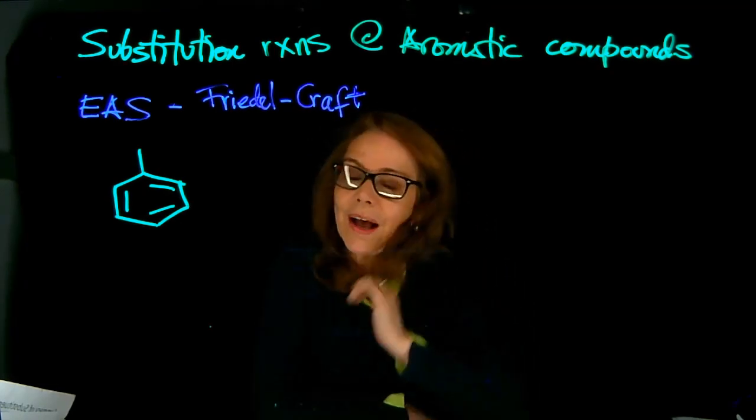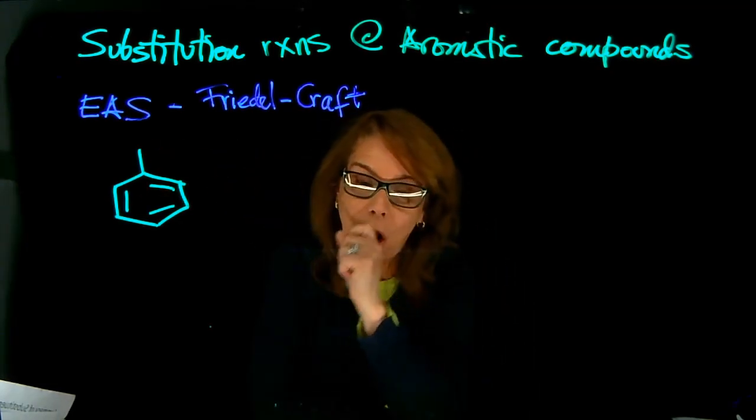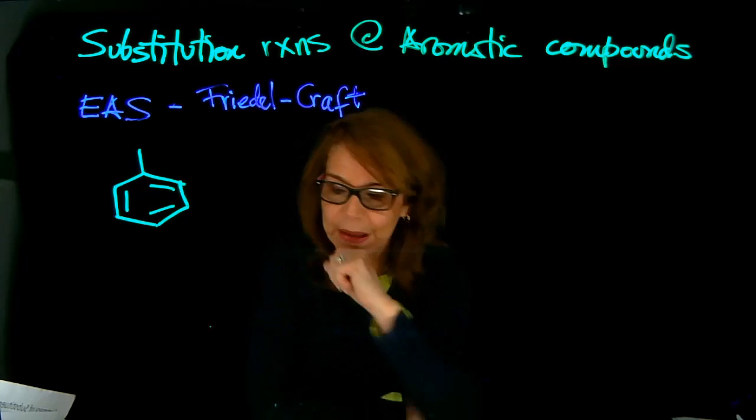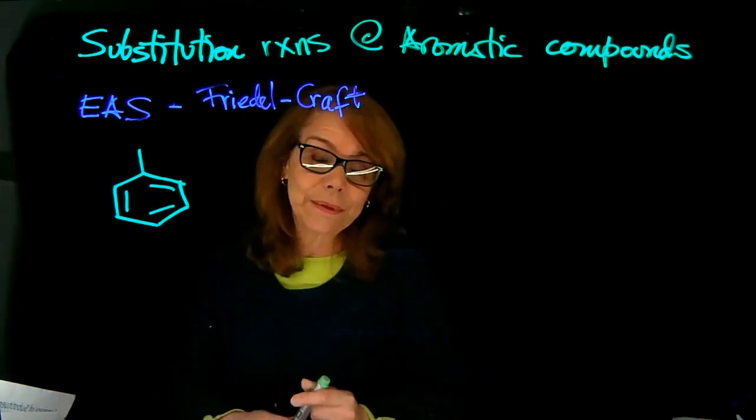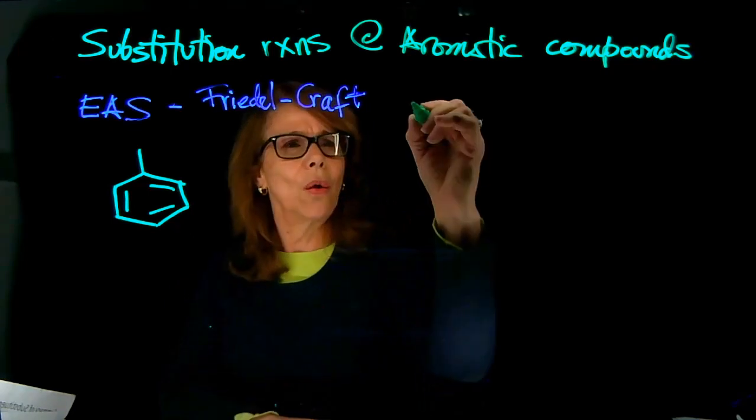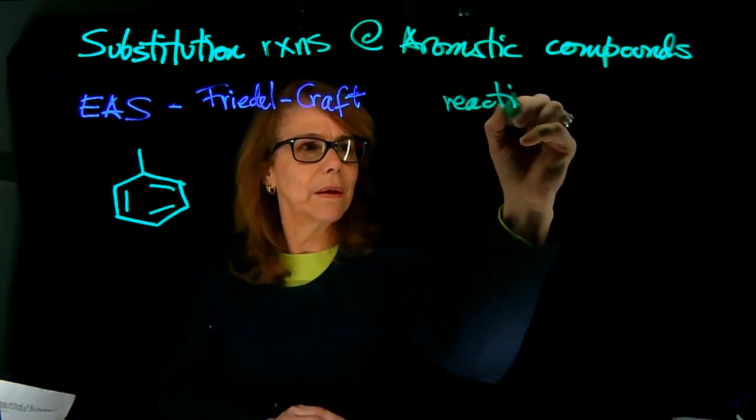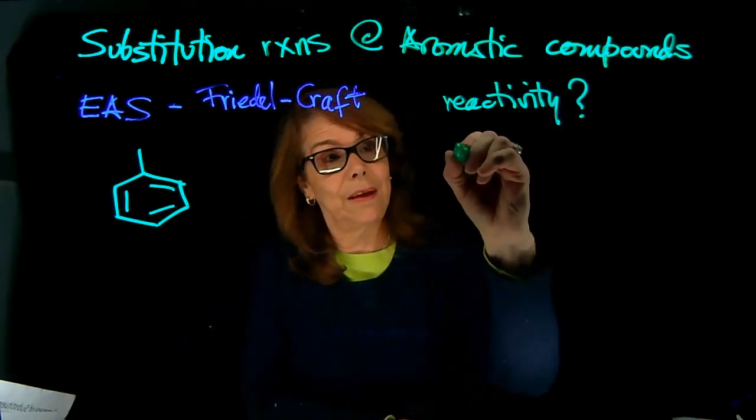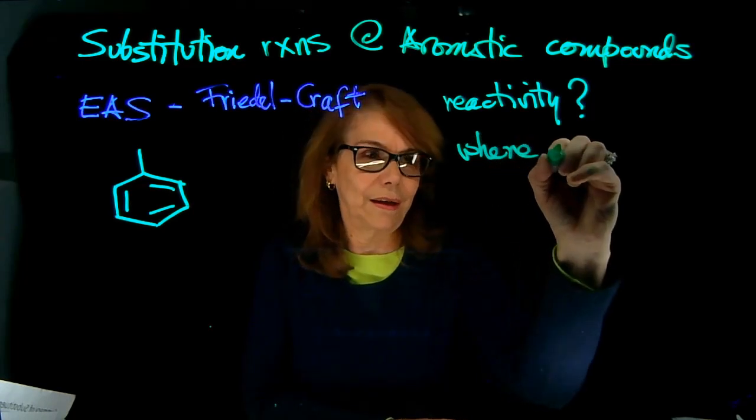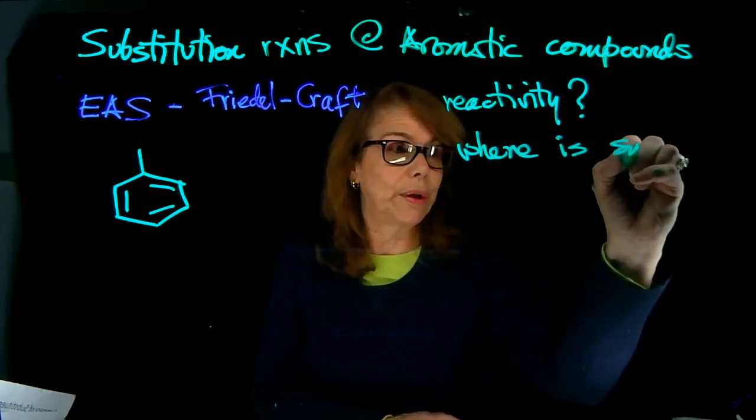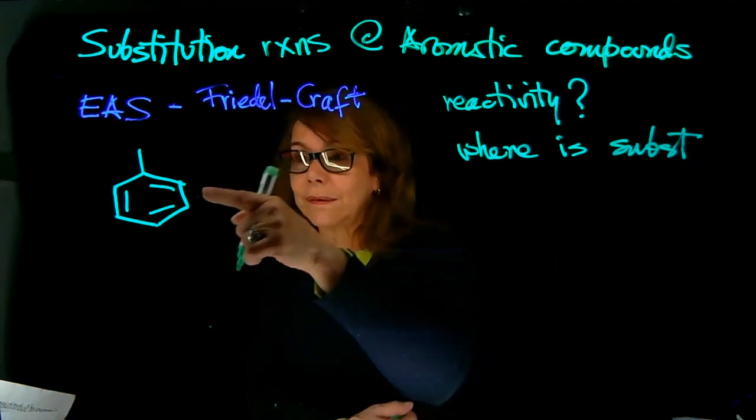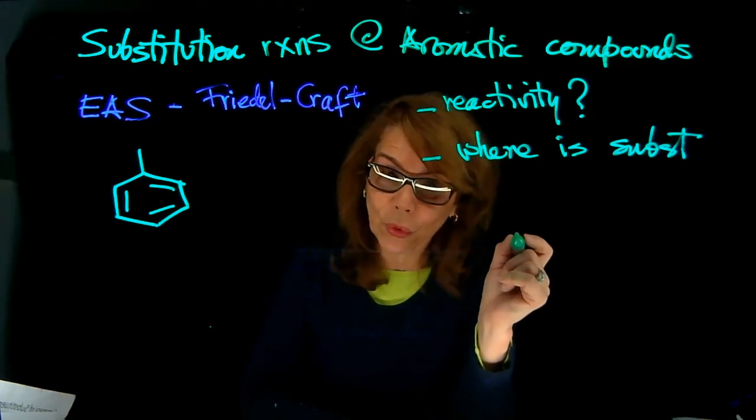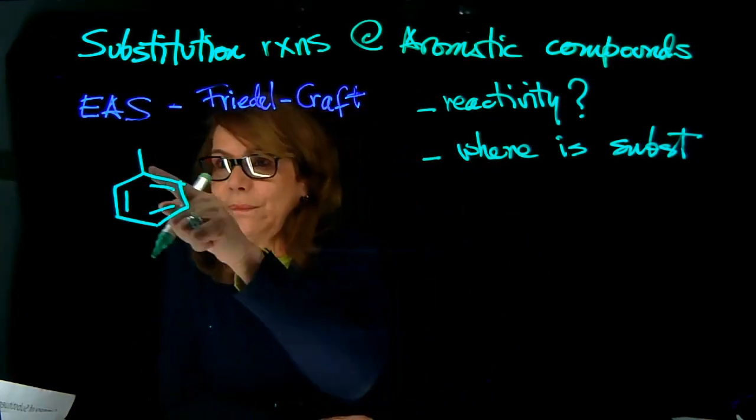Now, let's consider an electrophilic aromatic substitution on an aromatic ring that already has a substituent. So that is toluene. There are a couple of things that we need to consider. One is, what is the reactivity of the substrate with respect to benzene? And then, where is the substituent going? Is it going to be attacking ortho, meta, or para? Those two factors have to do with the nature of the group that is here.